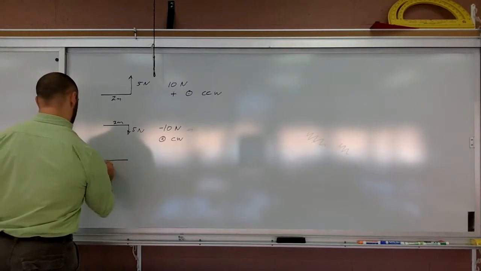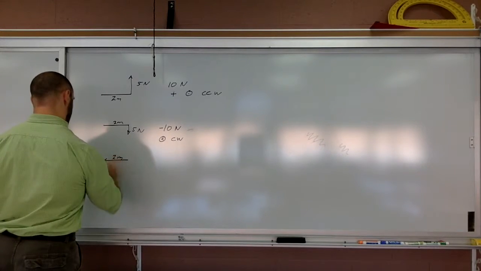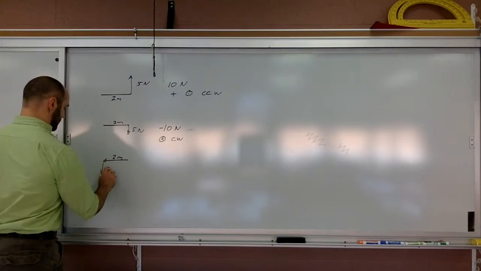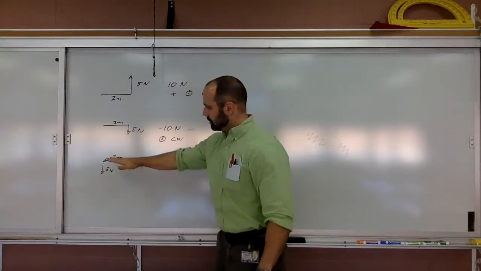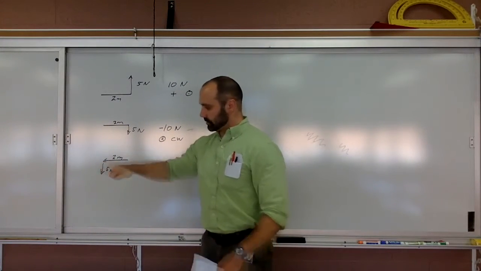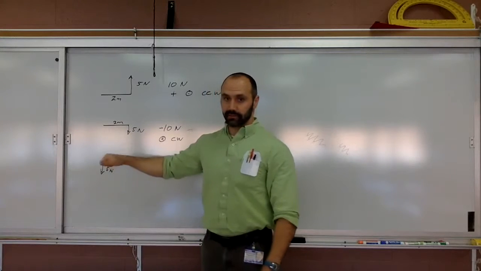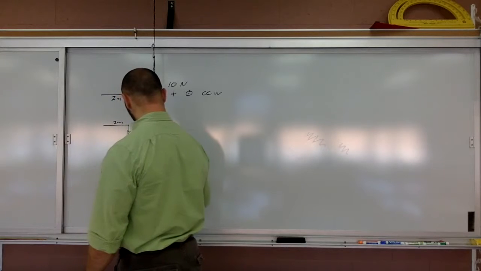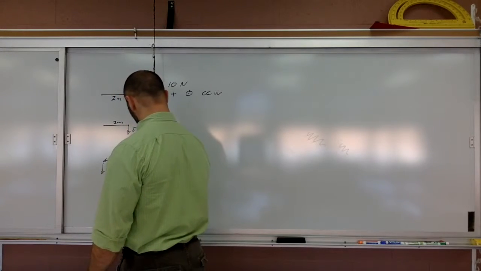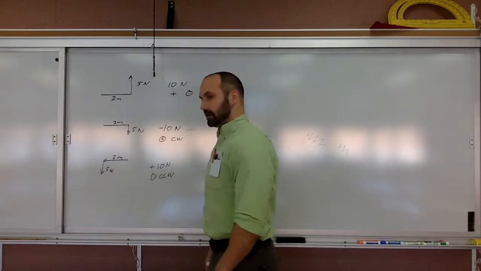Example 3, it looks like this. This is the 2 meter lever arm, and this is the 5 newton force. So again, R cross F, and it's coming out this way in the positive direction. So you could say it's positive 10 newton meters. Or you could do that, or counterclockwise, they all mean the same thing.